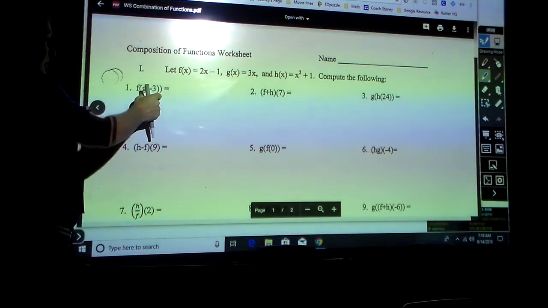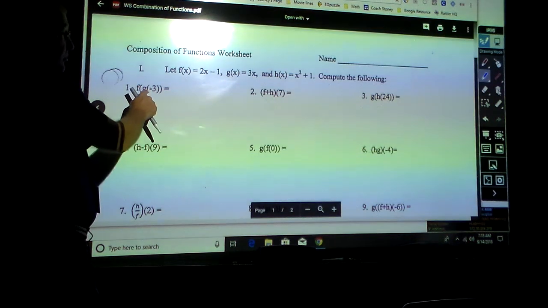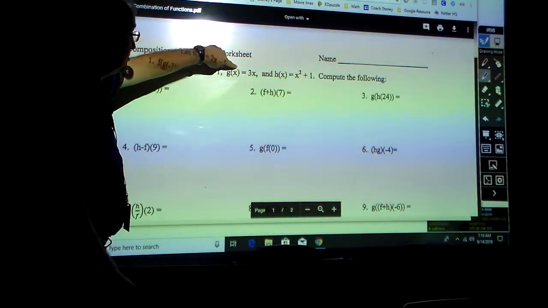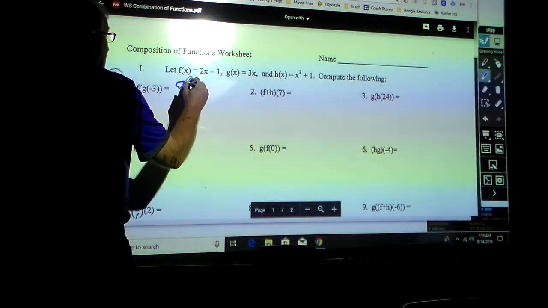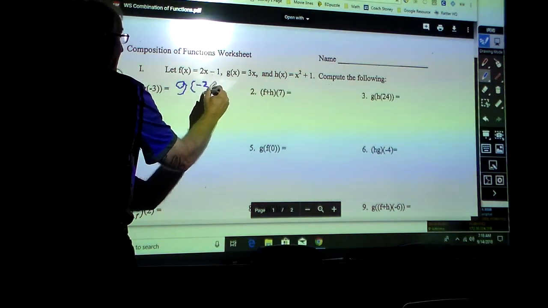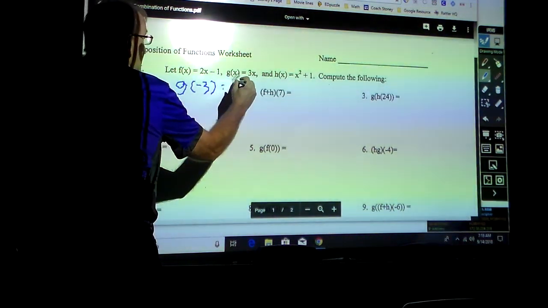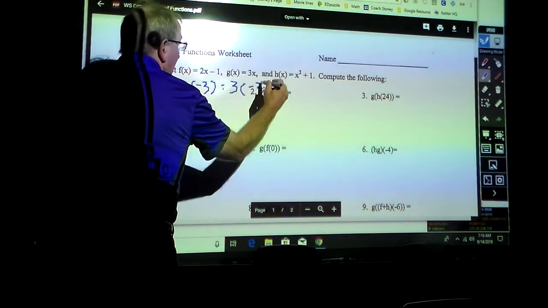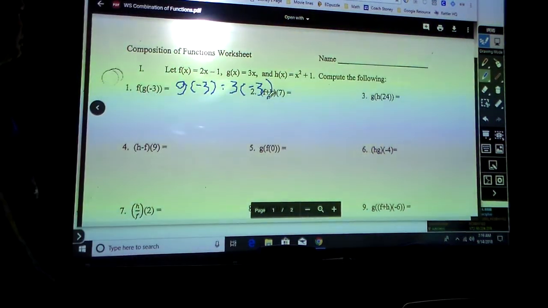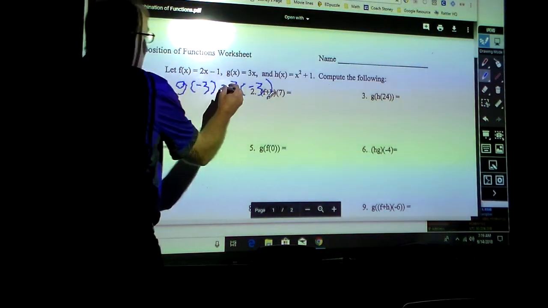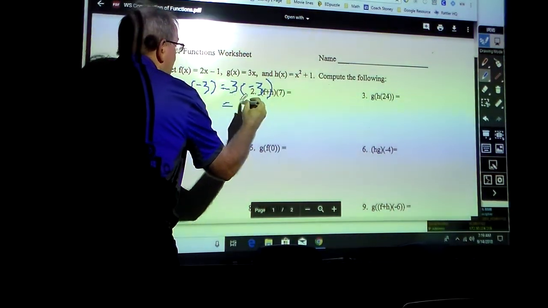What's inside it? This means I need to find g of negative 3 first. So I'm going to come up here. There's g. So I'm going to do g of negative 3, which will just be 3 times negative 3. That's what I love about these colors. They show up really well on there. Well, 3 times negative 3 is negative 9.